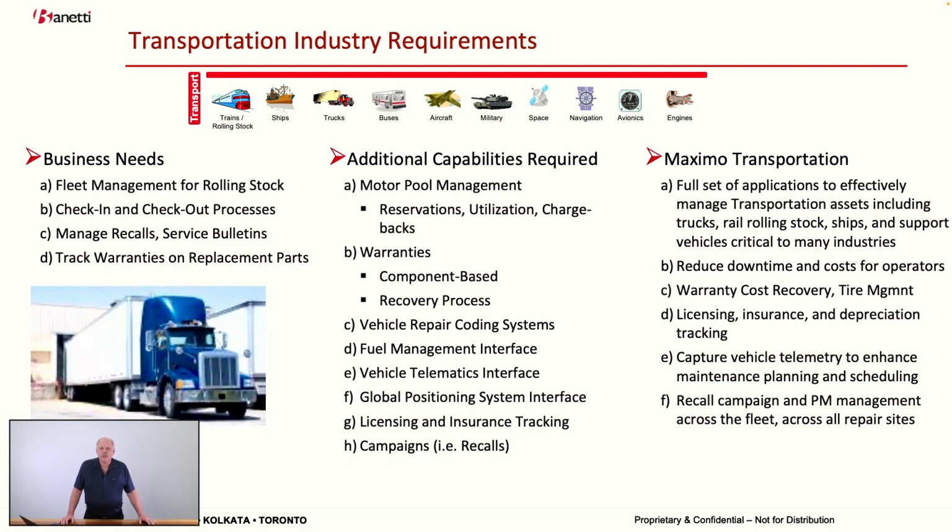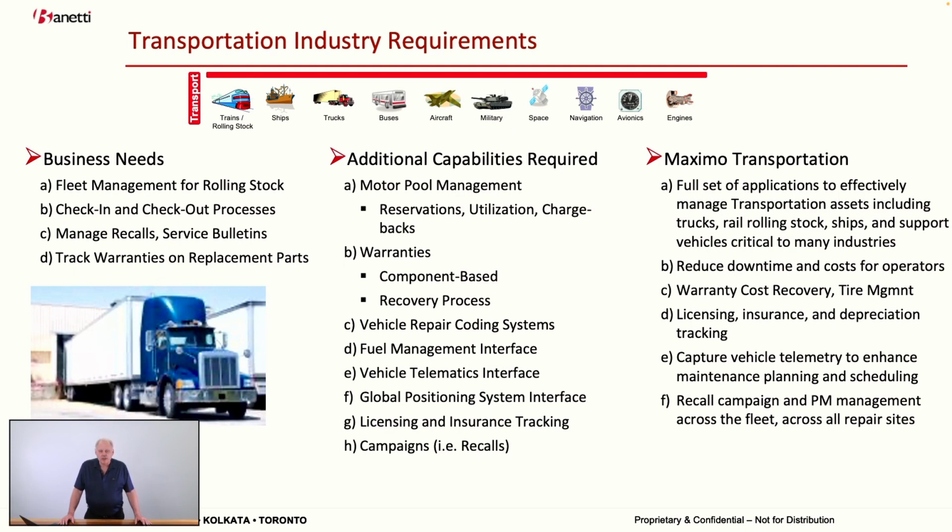Motor pool management is one of them. The warranties, the vehicle repair coding system, the parts that come through the automotive and truck industries have a coding system that can tell you what vehicles it works on and where it works, and sometimes even the reference documentation for the manual on how to affect the repair. So being able to adopt one of the vehicle repair coding systems and put that into your system is critical for these large operators with hundreds or thousands of vehicles.